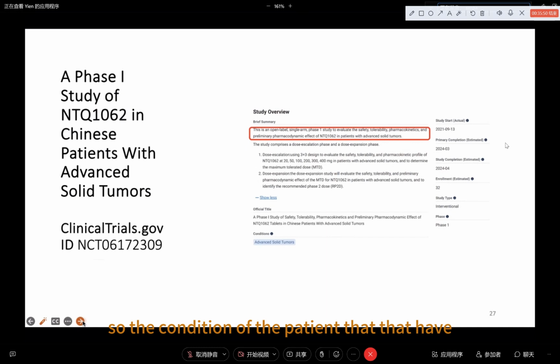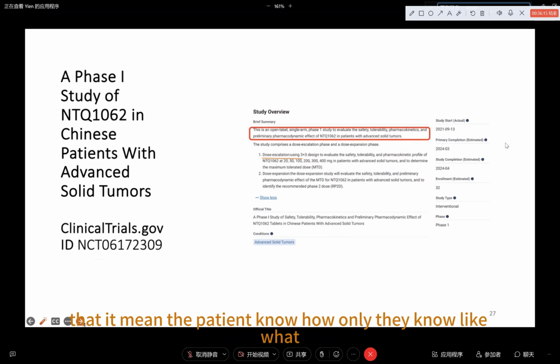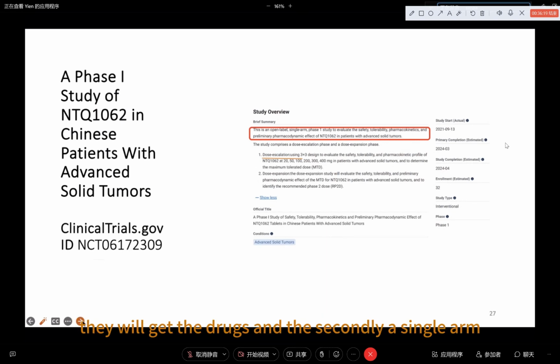The condition of the patients chosen for this study is advanced solid tumors. As we can see, this study is an open label, single arm phase 1 study that evaluates the safety, tolerability, and pharmacokinetics, and also the preliminary pharmacodynamic effect of this drug in patients with advanced solid tumors. Open label means the patients know what drugs they will get. And secondly, it's single arm.